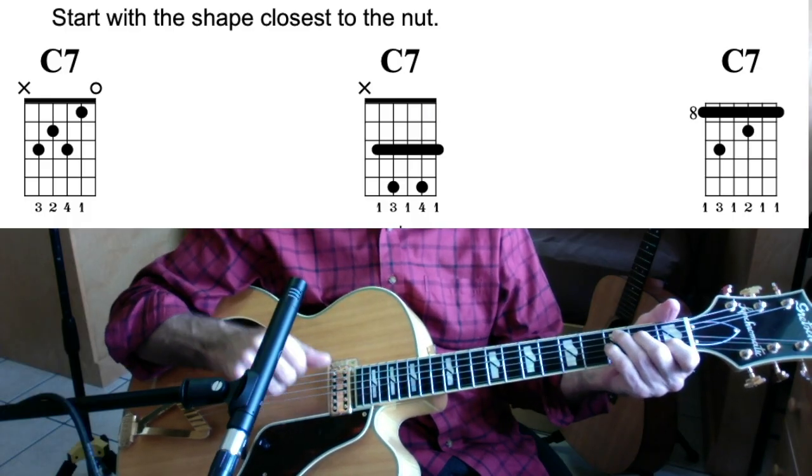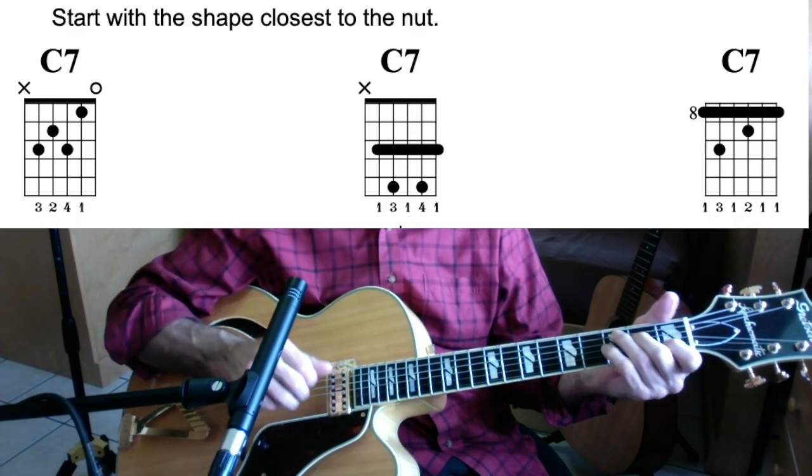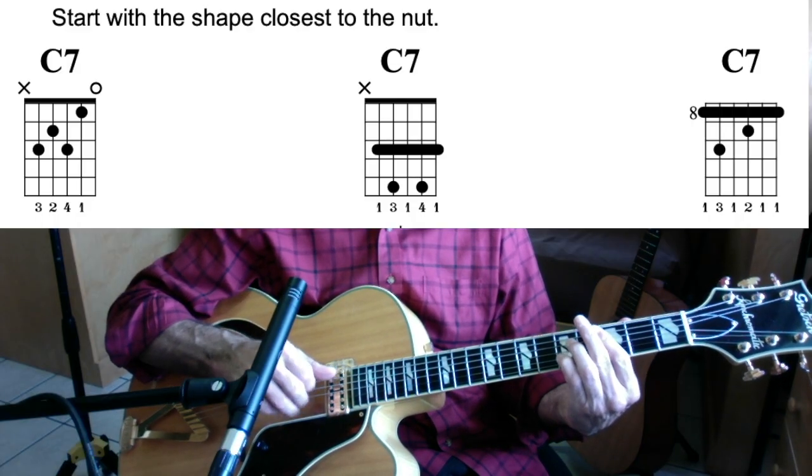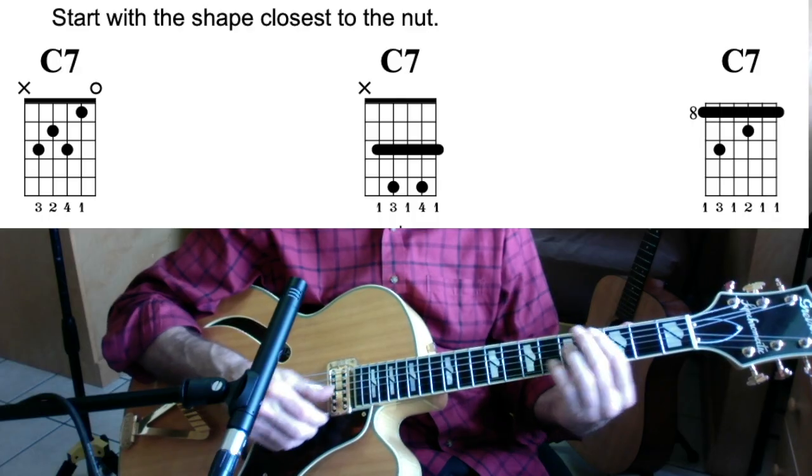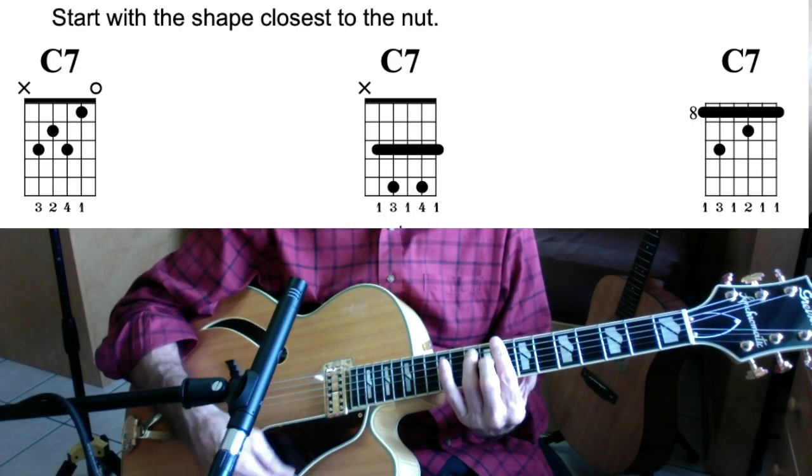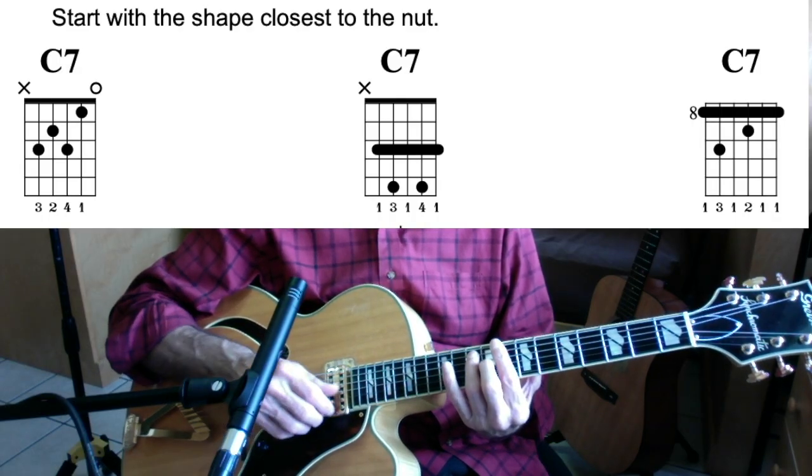Okay, having said that, so now I'm going to go through 3 ways to make the dominant 7th chord in every key, just like we did in the previous ones. So here we go. You should see the graphics coming up pretty soon here. We're going to start with C dominant 7th, the one closest to the nut. The next one's here, and the next one's up here. Okay, you can do that again.